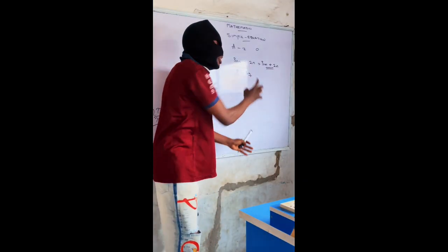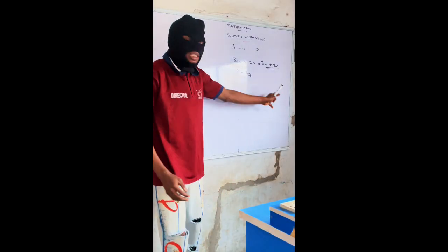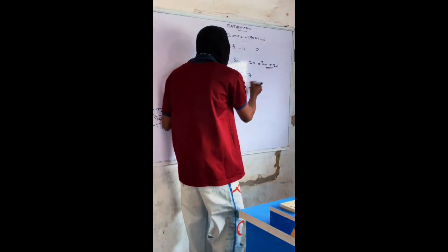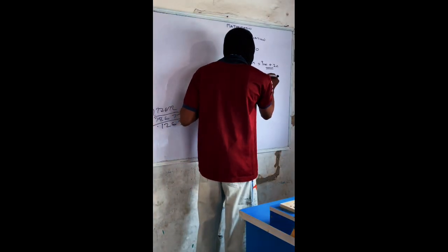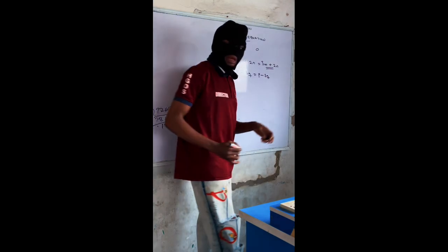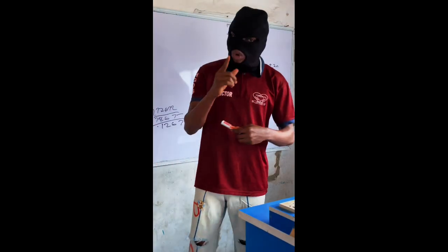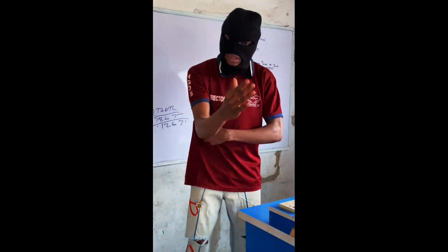It is different from q. This is p, this is 3q. So the answer will still be what? p minus 3q. And there's one thing I want us to know about, which is your coefficient.